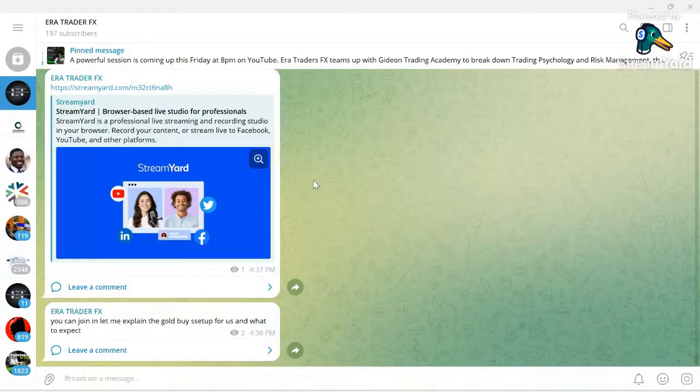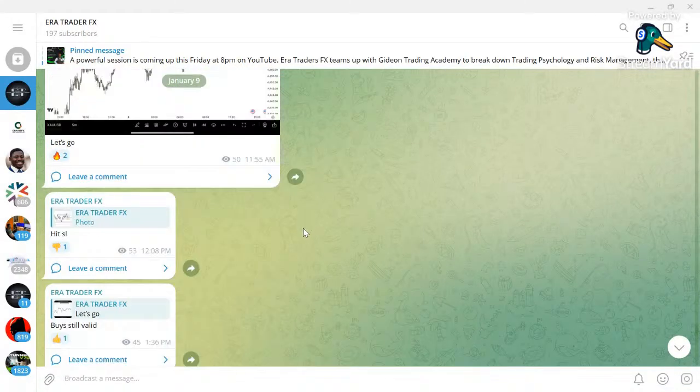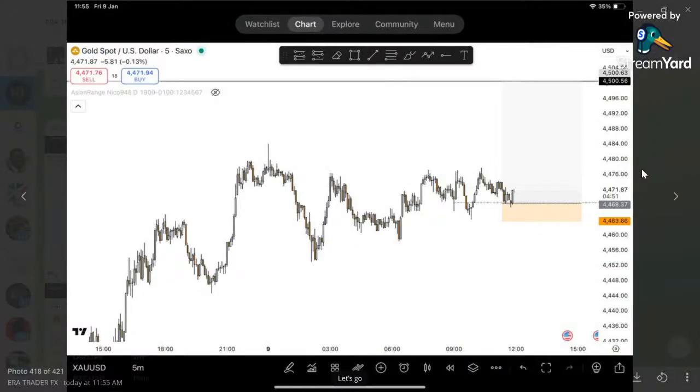Okay, so this is the trade setup. Let me just go to Telegram to show you guys the trade setup. So this was the trade setup I first got in the morning, and I sent it to the Telegram.